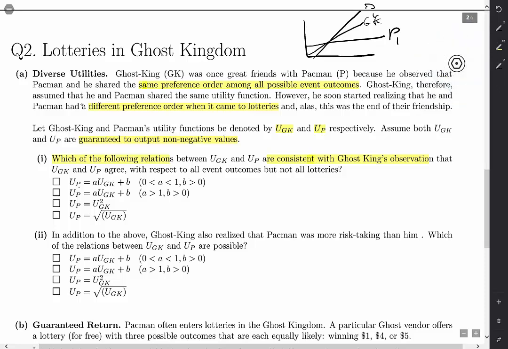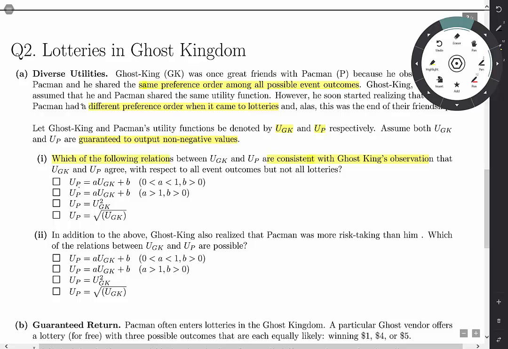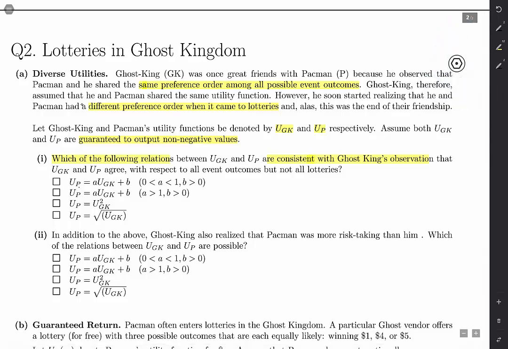But both of these preserve ordering for any case. The third option, we have UP would be the square of UGK. So here we can see that, first of all, it preserves ordering for normal events because it's monotonically increasing for non-negative values, which is good for the first part.